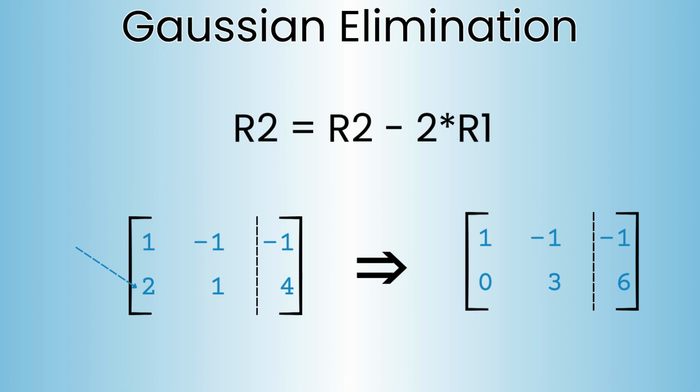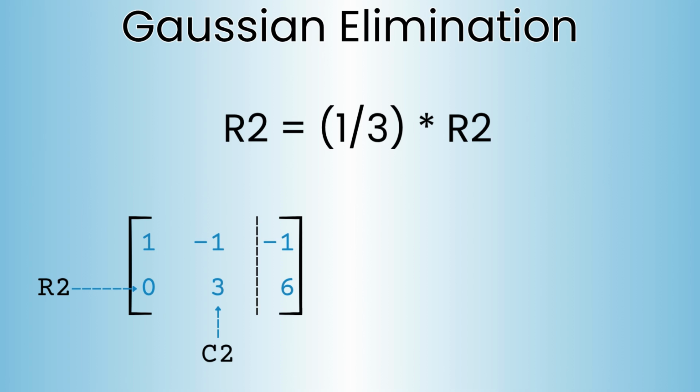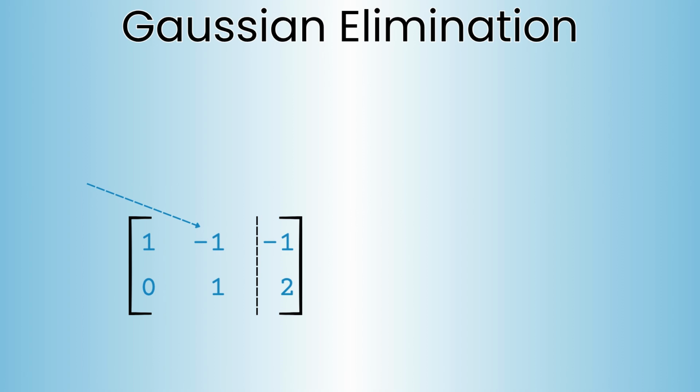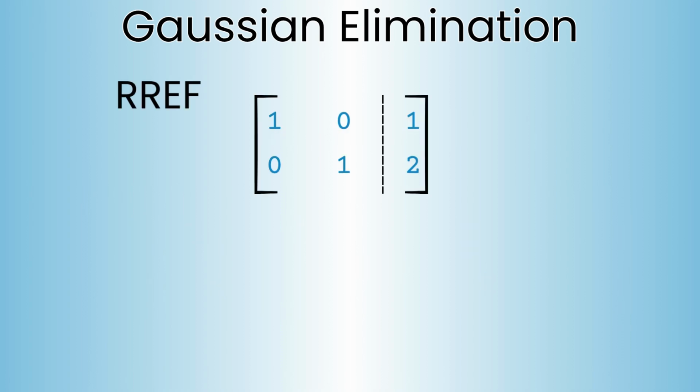The next target is a pivot in row 2 and column 2, and the operation we do is multiplying row 2 by the scalar 1/3. The next target is to make the element above the pivot 0, and the operation we do here is to add row 1 with row 2. We have reached reduced row echelon form. This matrix directly translates to x = 1 and y = 2. This algorithm is the fundamental procedural way to find the solution.